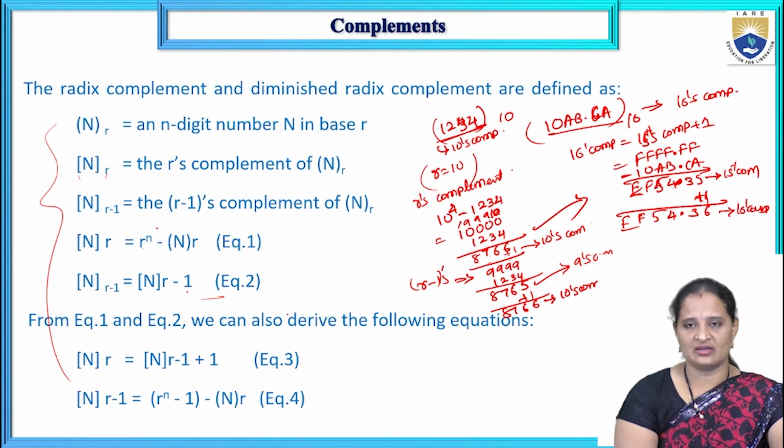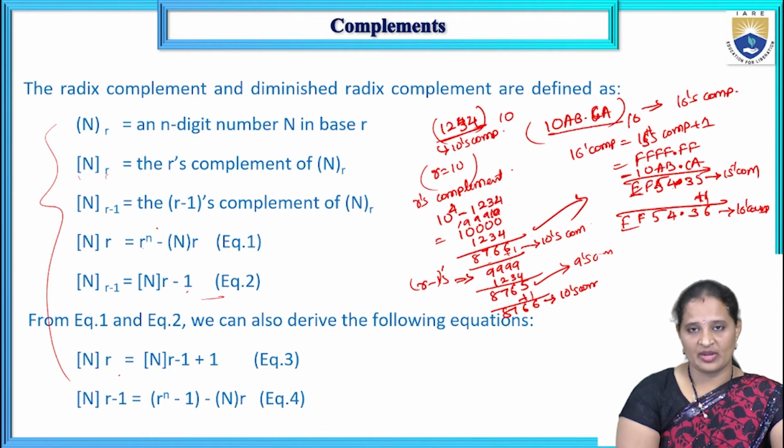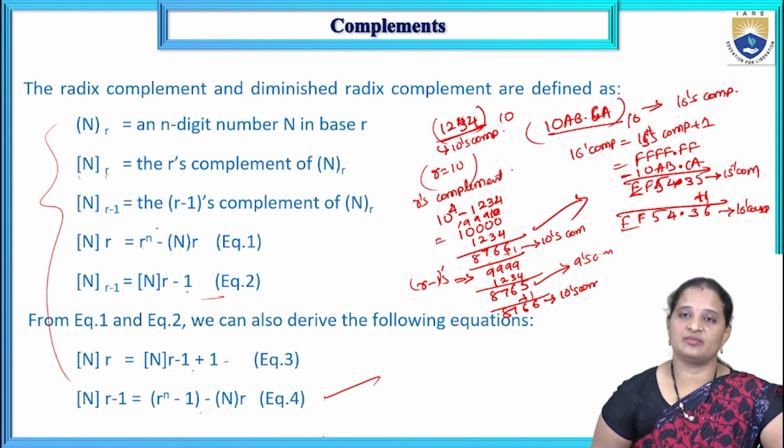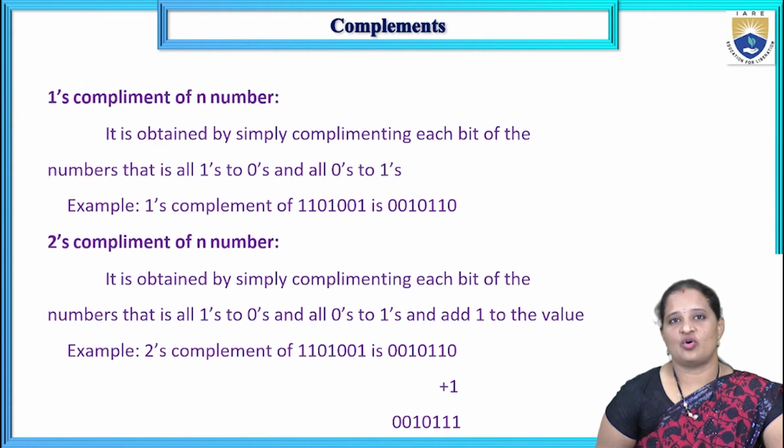So this is a mathematical representation. From equations 1 and 2, we can also derive the following equations. The R's complement of number n is obtained simply by the R minus 1's complement plus 1, or else the R minus 1's complement can be obtained as R to the power of n minus 1 minus n. So these are the mathematical equations for representing the R's complement and R minus 1's complement.